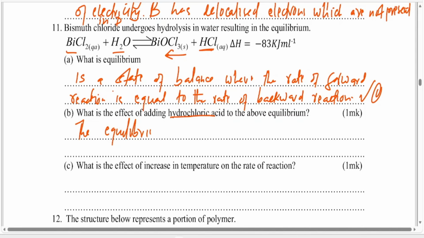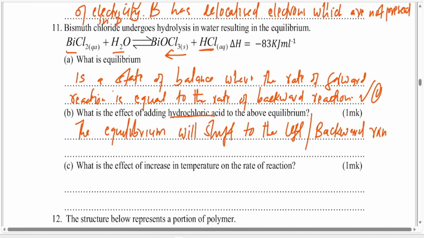The equilibrium will shift to the left. Or you can say the backward reaction is favored. So that is what you're supposed to write. That is the effect of adding hydrochloric acid to the above equilibrium, not a reaction.